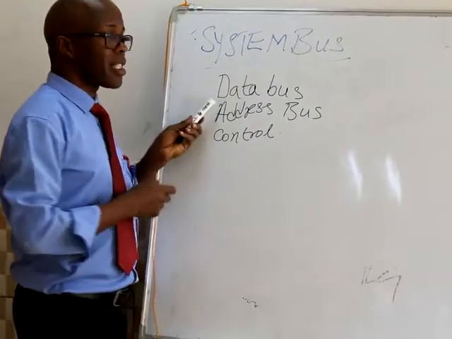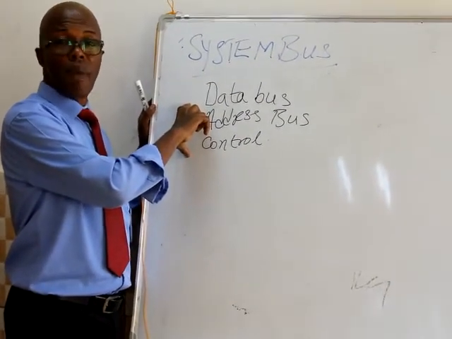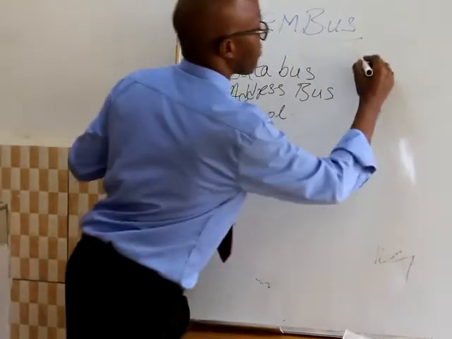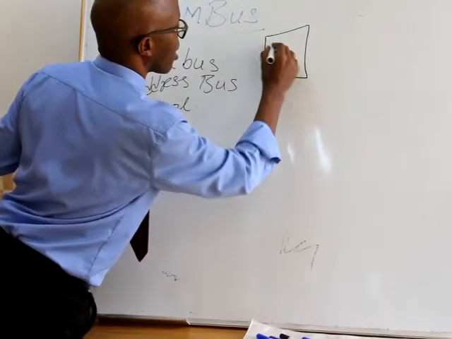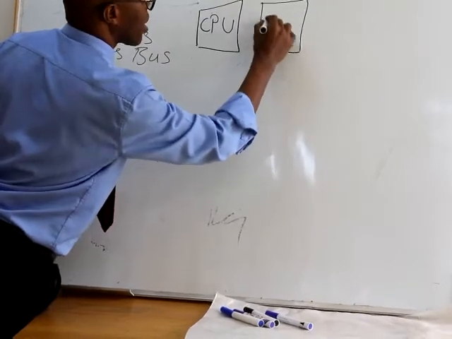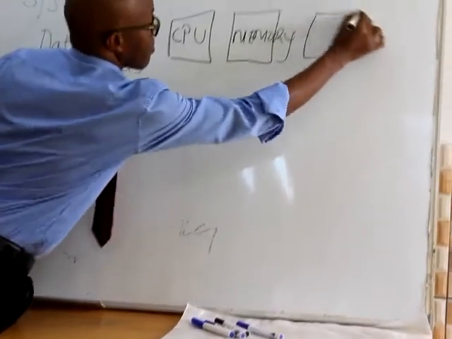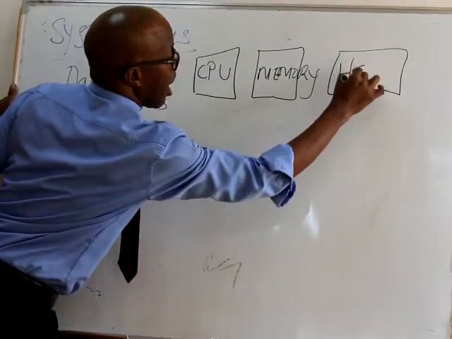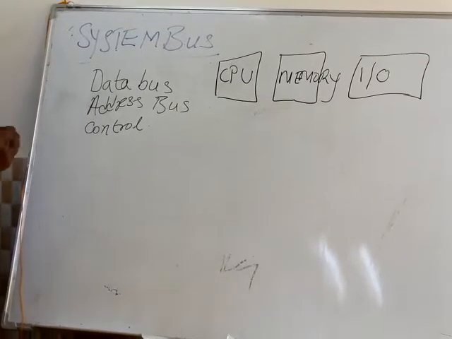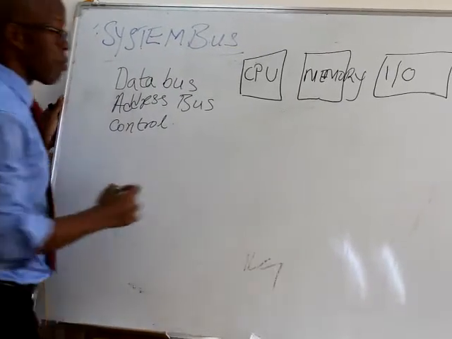Now, these lines are running between three main components. The three main components are the CPU, memory, and then the input output devices. Now, the data bus, I would like to demonstrate it this way and briefly.